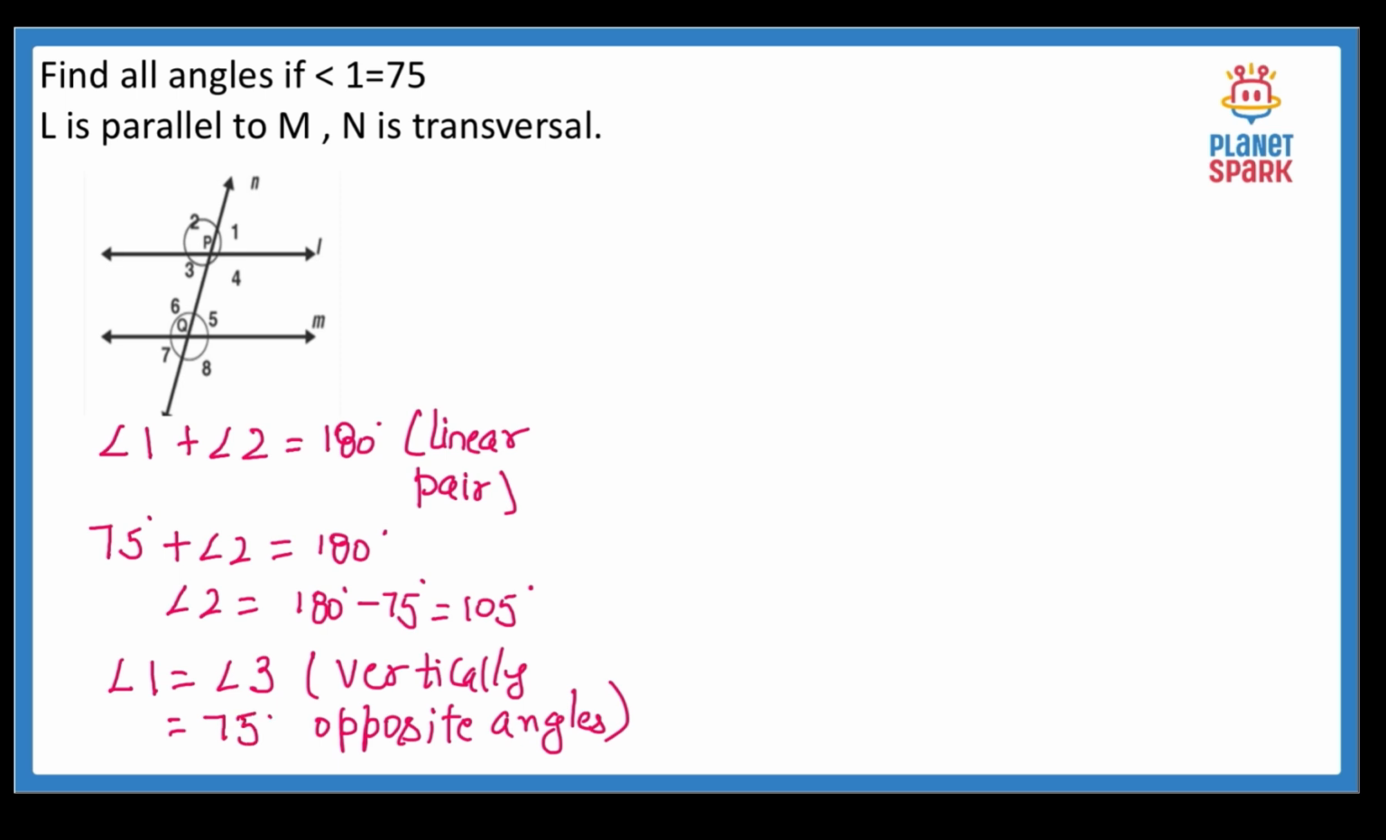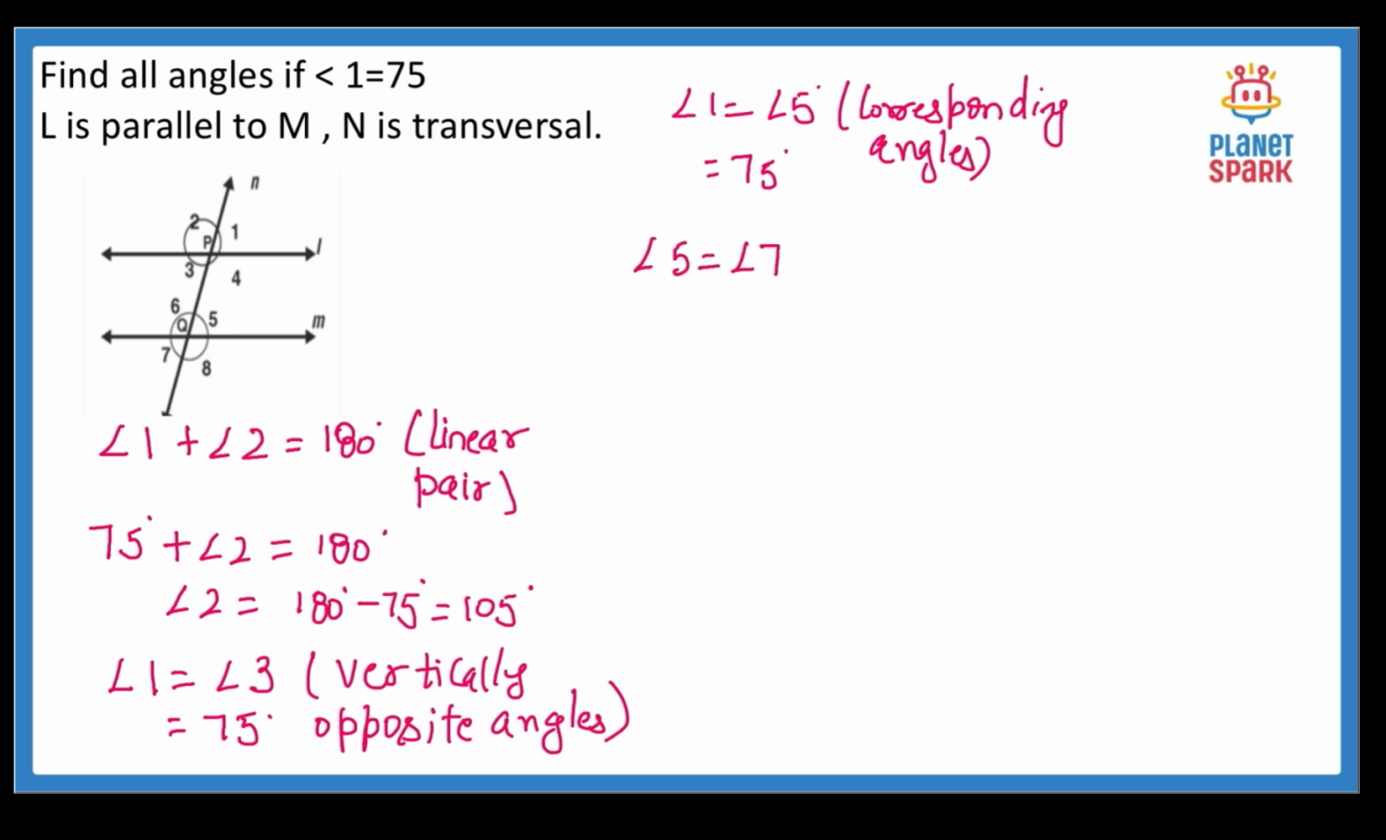Furthermore, angle 1 and angle 5. L is parallel to M, N is the transversal. So angle 1 and angle 5 are forming a pair of corresponding angles. And if lines are parallel, then we know that corresponding angles are equal. That means angle 5 will also be 75 degrees. Also, if you observe carefully, 5 and 7 are vertically opposite angles, and we also know that vertically opposite angles are equal. So 7 is equal to 75 degrees. So till now we have found out angle 1, angle 2, angle 3, 5 and 7.